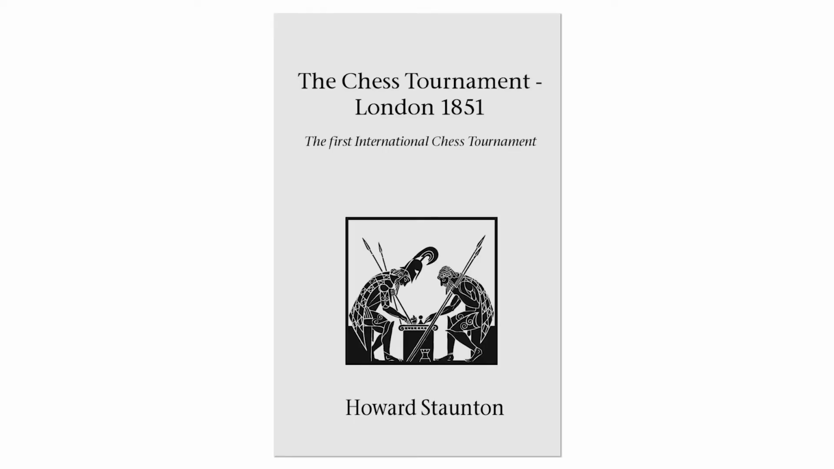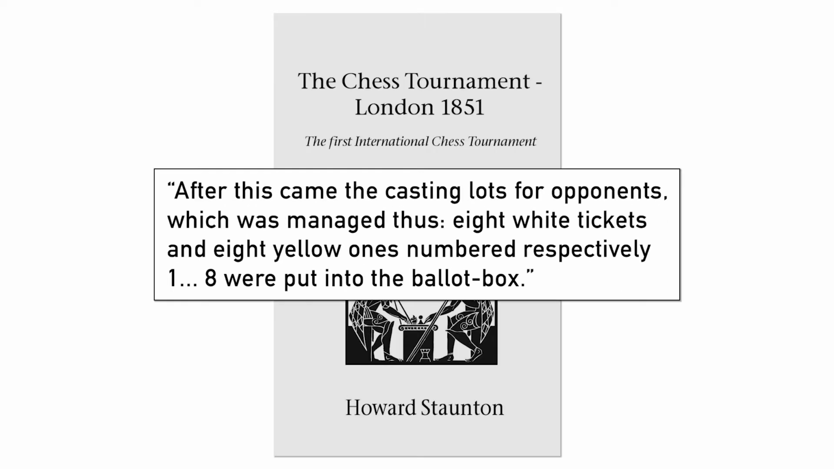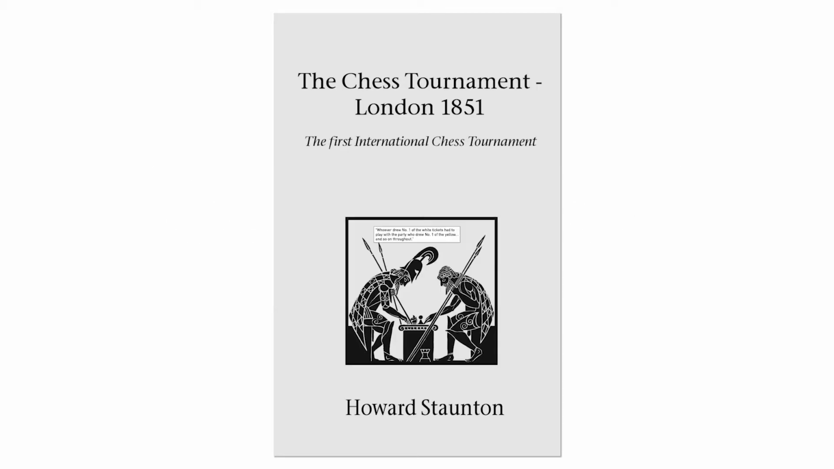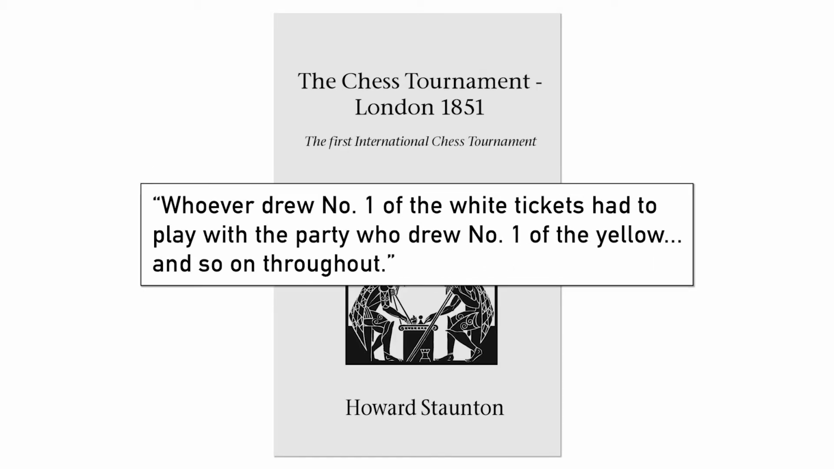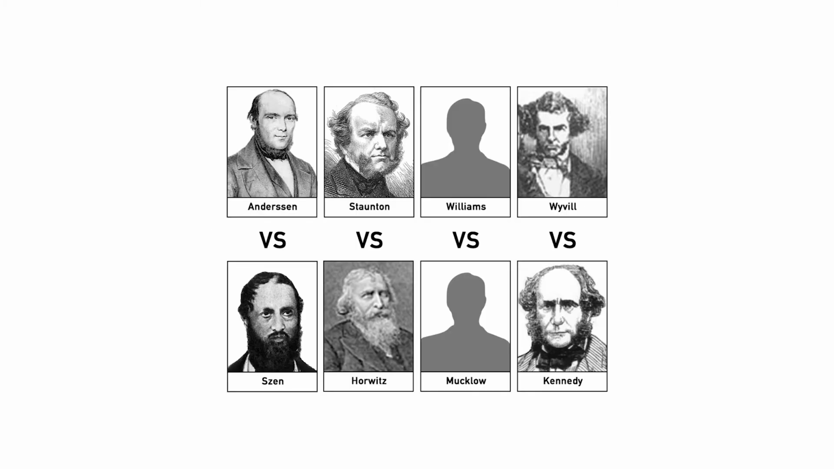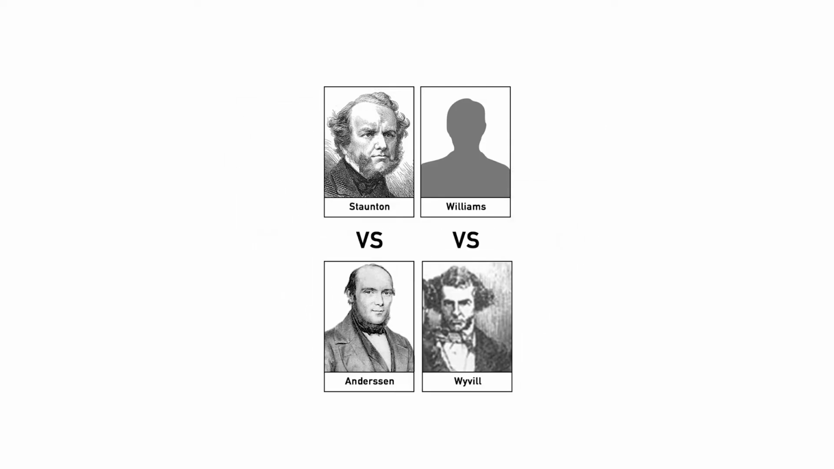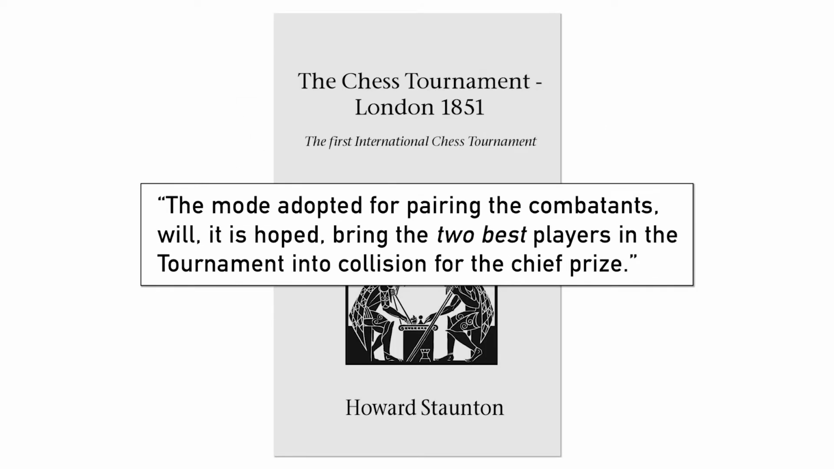Staunton chronicled this process in a book on the tournament. "8 white tickets and 8 yellow ones, numbered respectively 1 through 8, were put into the ballot box," he wrote. "Whoever drew number 1 of the white tickets had to play with the party who drew number 1 of the yellow, and so on throughout. After the first round, the surviving players drew tickets again for fresh adversaries, all the way to the semifinals. The mode adopted for pairing the combatants will, it is hoped, bring the 2 best players in the tournament into collision for the chief prize."